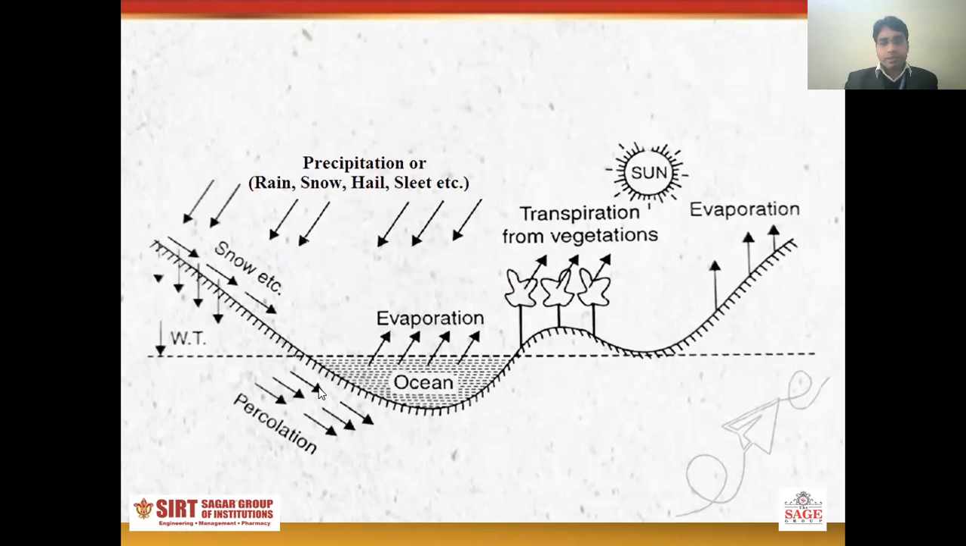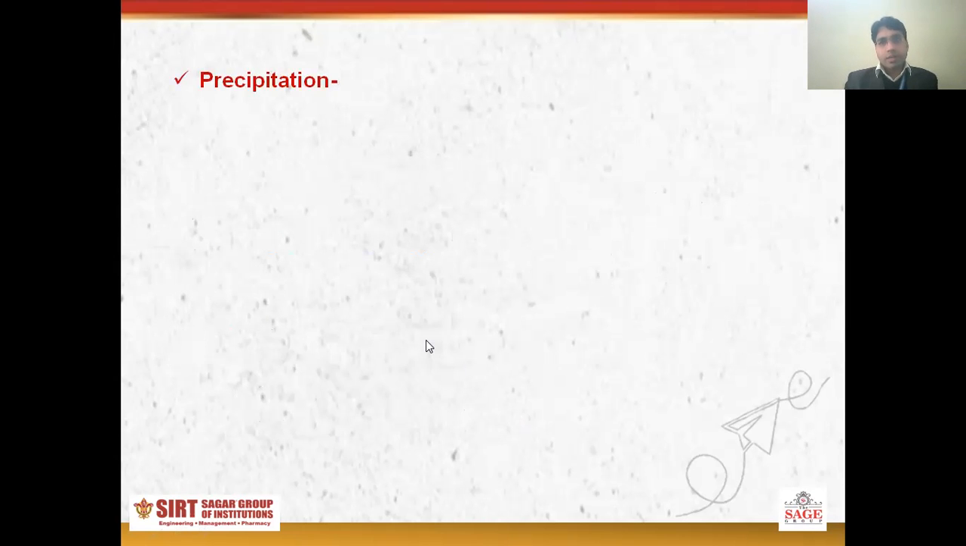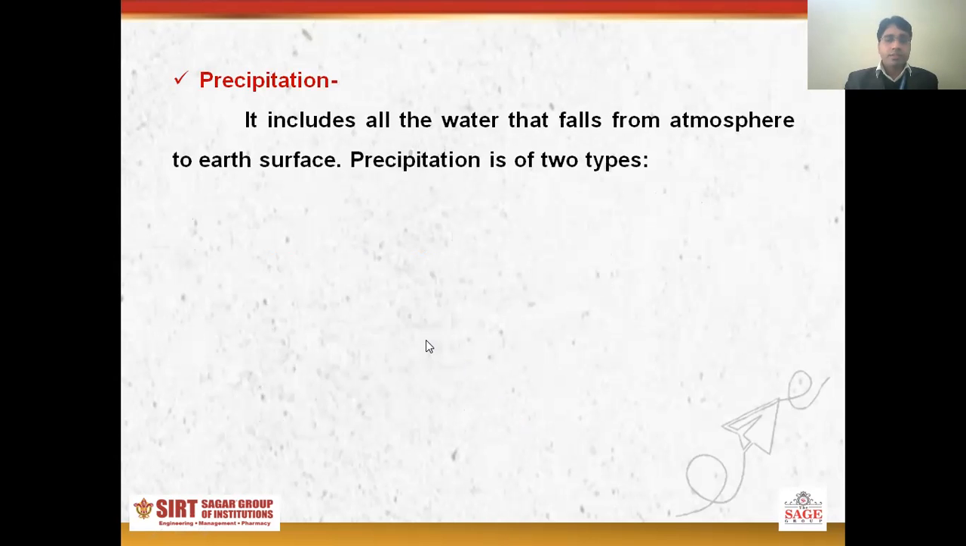You can see evaporation is going on from the ocean. Here is the transpiration from the plants, and the percolation, that means water percolates to the ground under the water table. This is the water table, and we will discuss one by one. Start from the precipitation. Precipitation we have already discussed, that is rainfall.